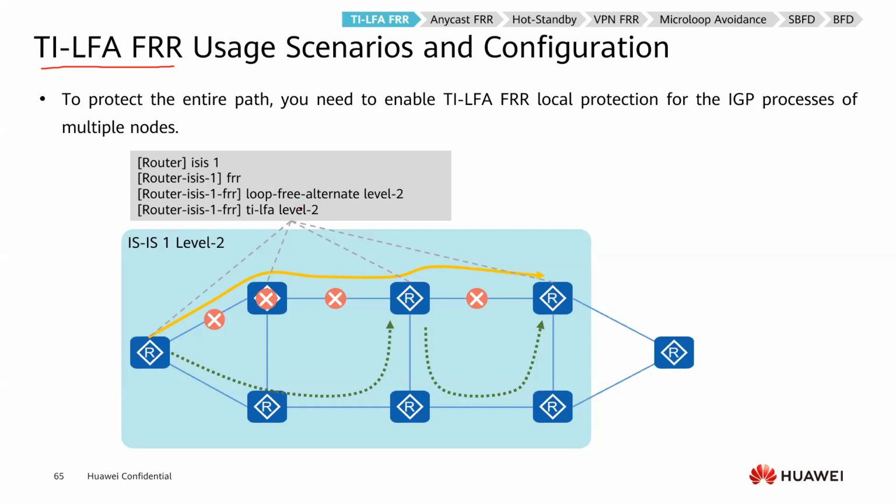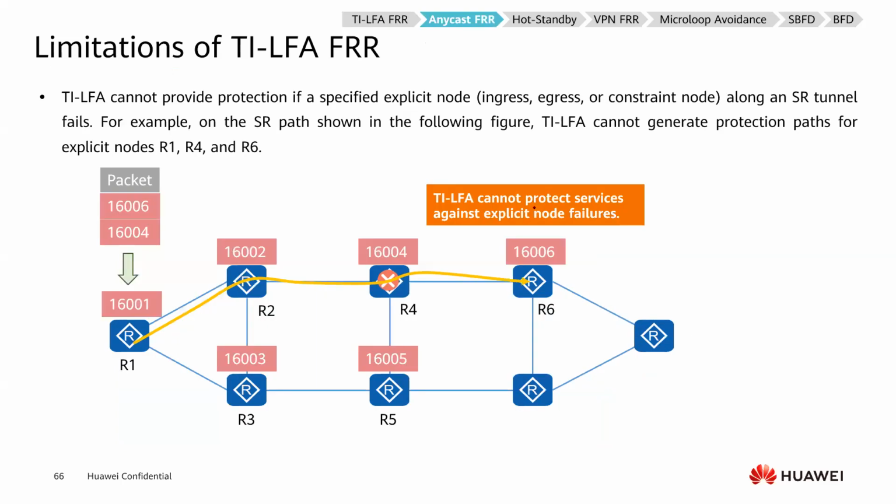TI-RFA you can use in any scenario. Without a controller, this can always be used, because the IGP knows the topology. They have the capability to forward from one point to another point. So this can be used without the controller, no problem.